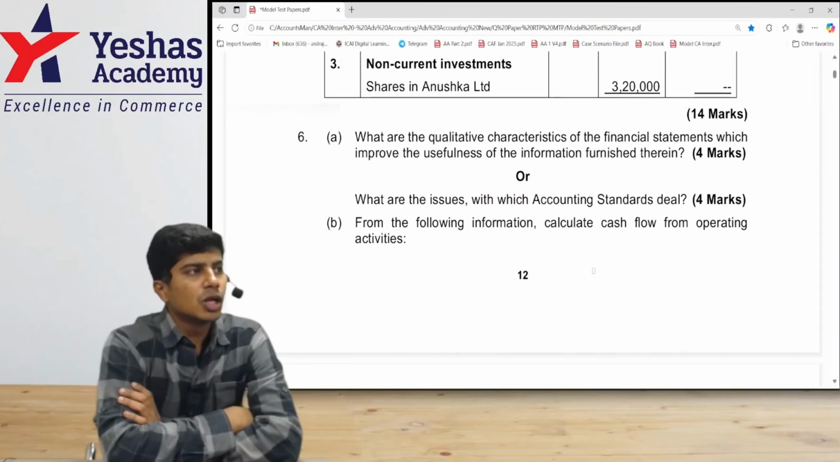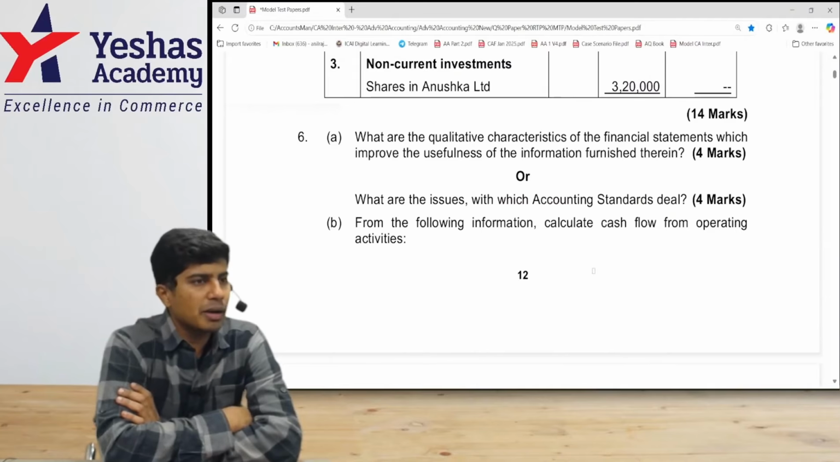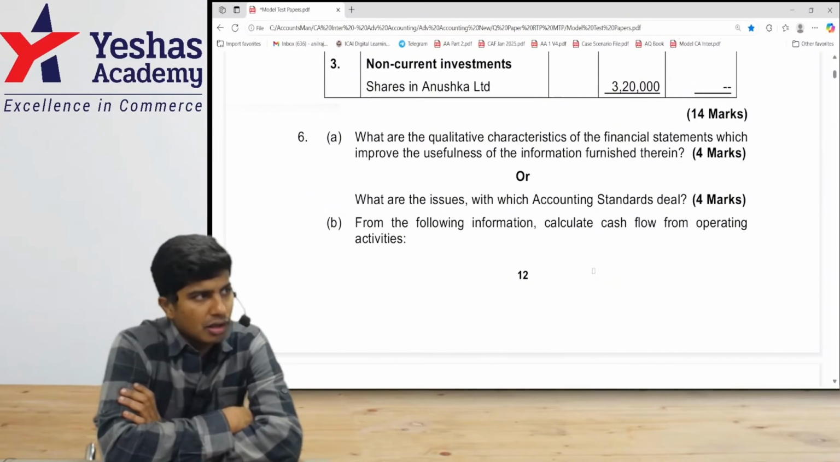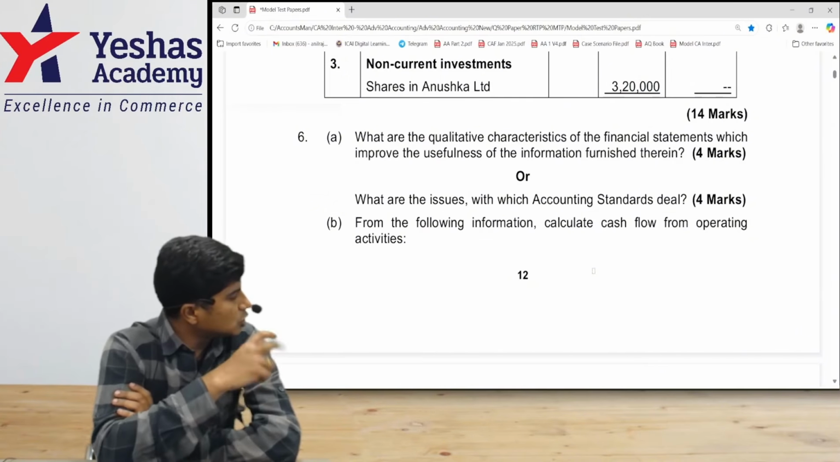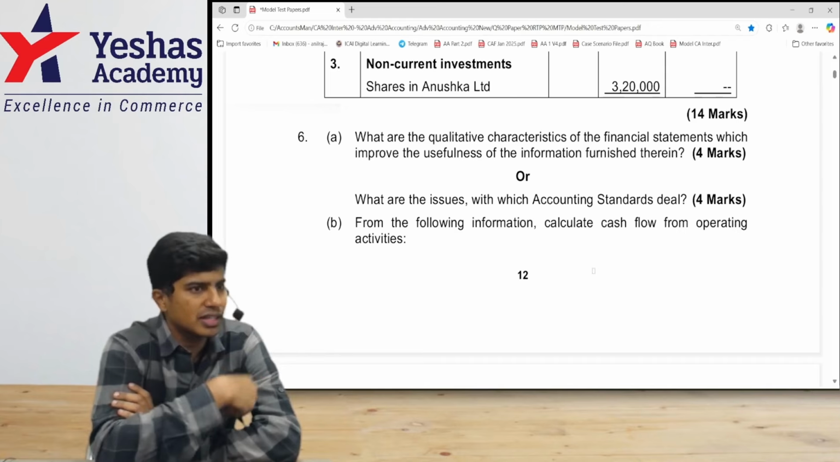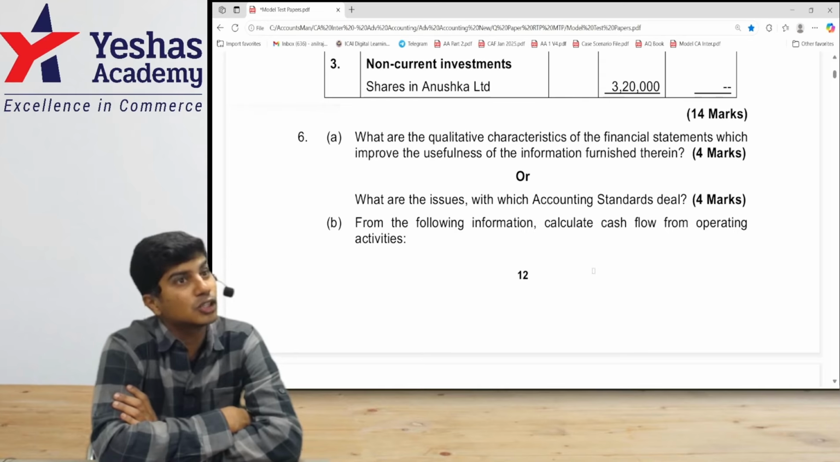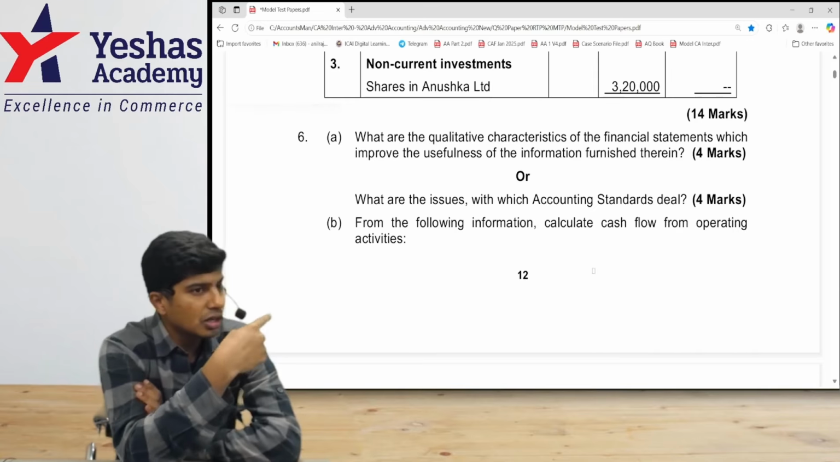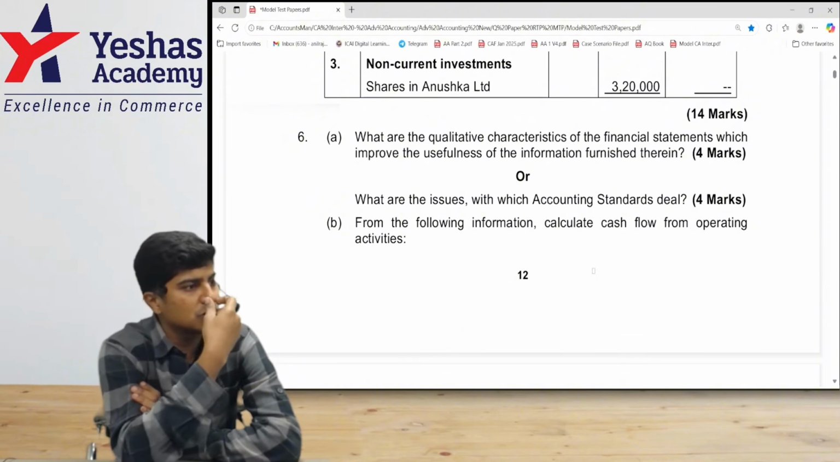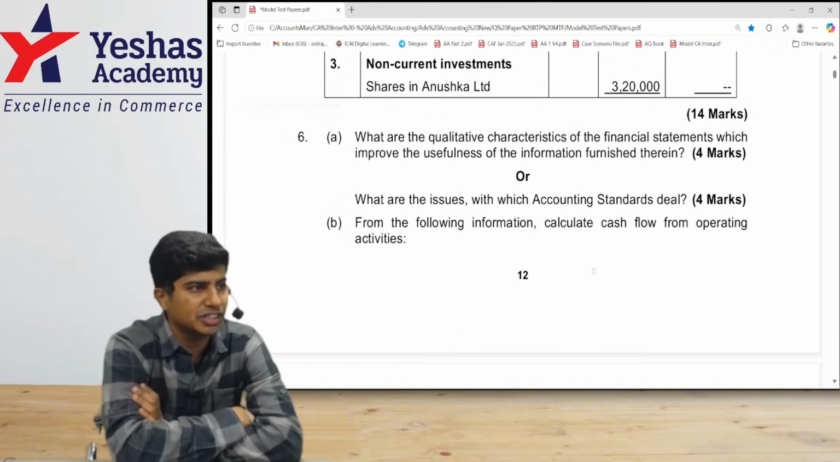Let's now begin question number 6A from our model test paper number 1. This 6A has two options. You can either write the first one or the second one. One of it is from chapter 1, one of it is from chapter 2. Chapter 1, Introduction to Accounting Standards. That's the second sub question. And the first question is from chapter 2, which is on framework for preparation of financial statements.